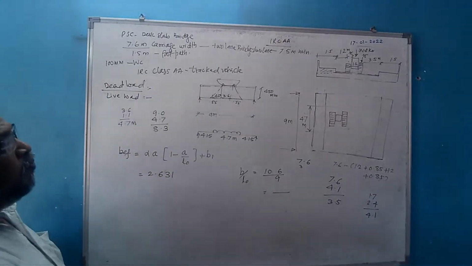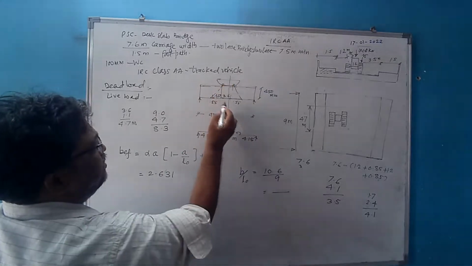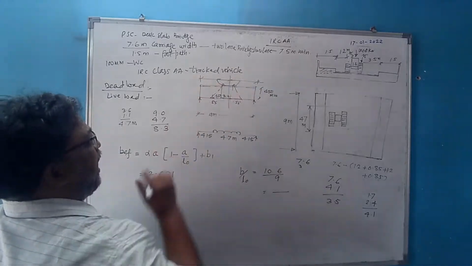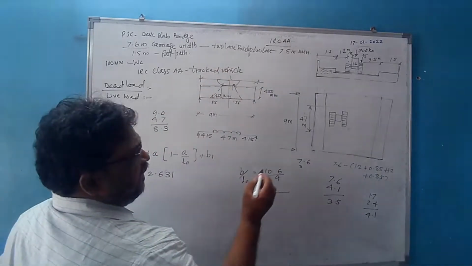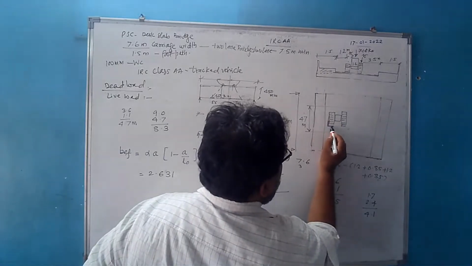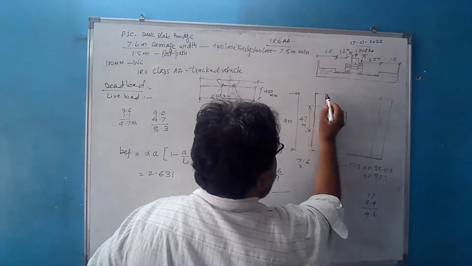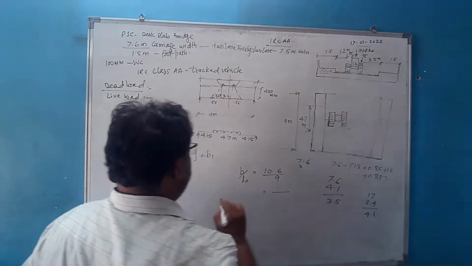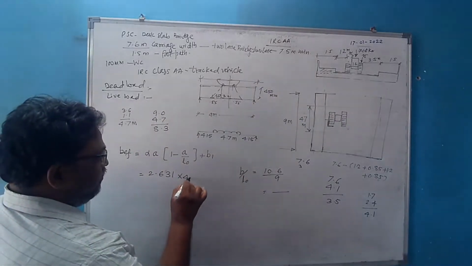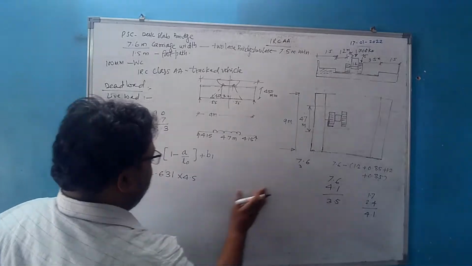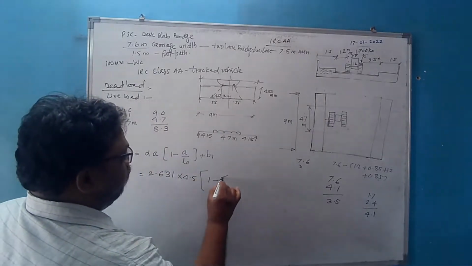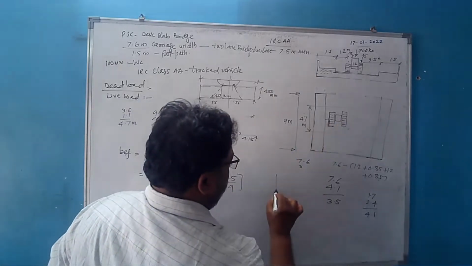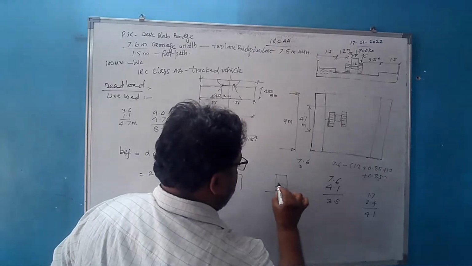A is nothing but the position of this concentrated load from the nearer support. As it is placed at equidistance from both the supports, it will be at half the distance. From the nearer support, both supports are equidistant, so the value will be half the span, equal to 4.5, because the span is 9 meter. It is 1 minus 4.5 divided by 9, plus B1 for this concentrated load perpendicular to the direction of span.